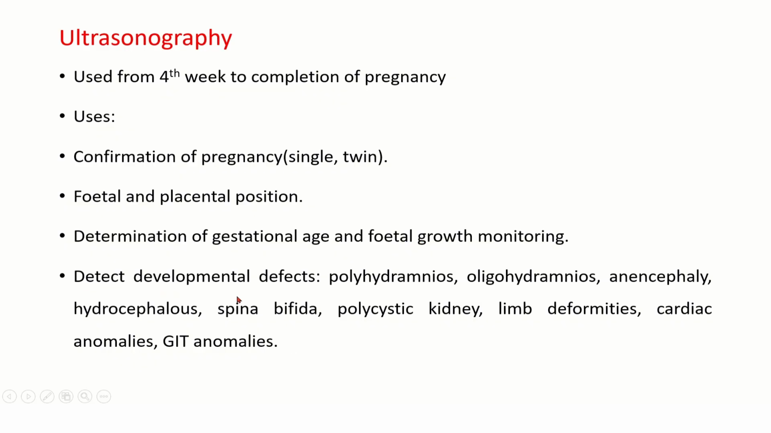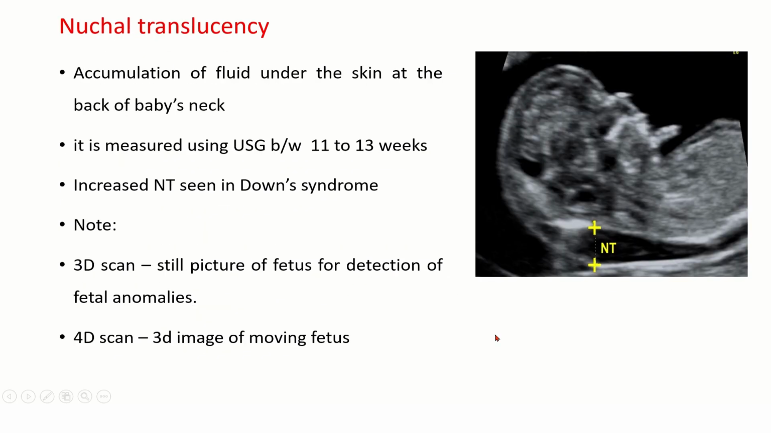Then detect developmental defects like polyhydramnios, oligohydramnios, anencephaly, hydrocephalus, spina bifida, polycystic kidney, limb deformities, cardiac anomalies, GIT anomalies, like this. All these anomalies can be identified on ultrasonography. So we call it an anomaly scan, which is especially done at 20 weeks of gestational age.